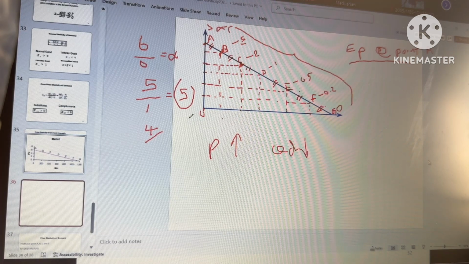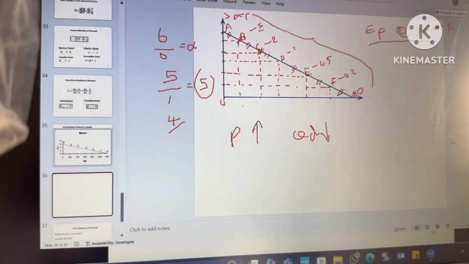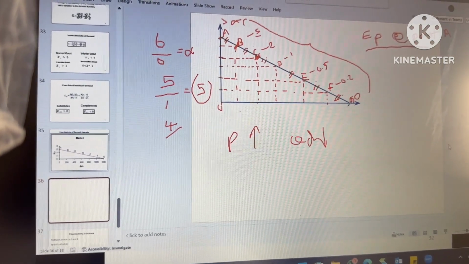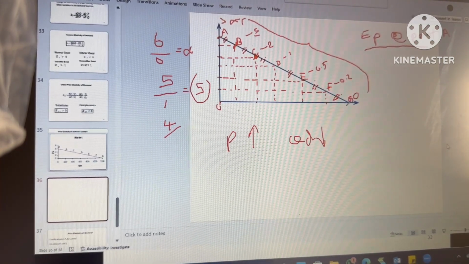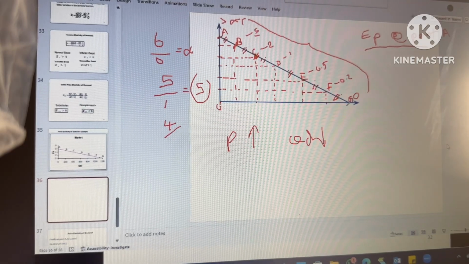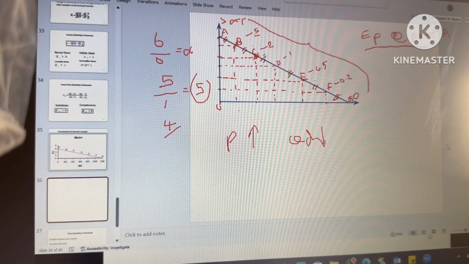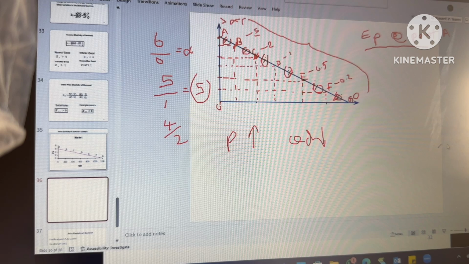Okay, these are alternative formulas, I'm telling you. And similarly, at point C, what is the elasticity if you use the demand axis formula? How many equal segments? 1, 2, 3, 4. 4 divided by the upper segment, 1, 2. So we are getting the same answers, right? Clear? Yes. Right.